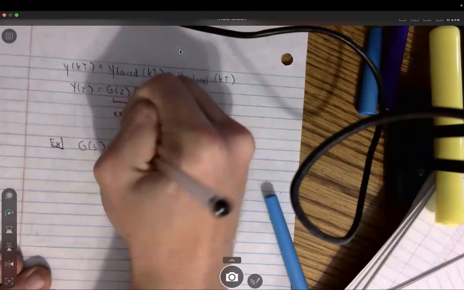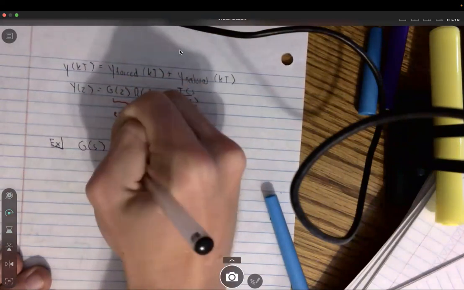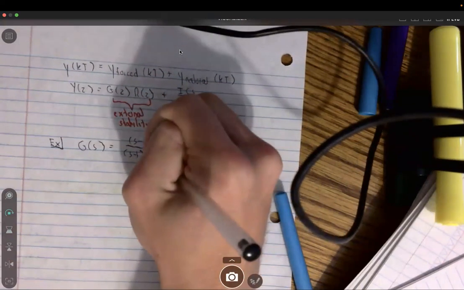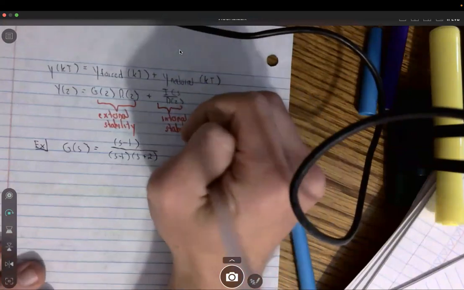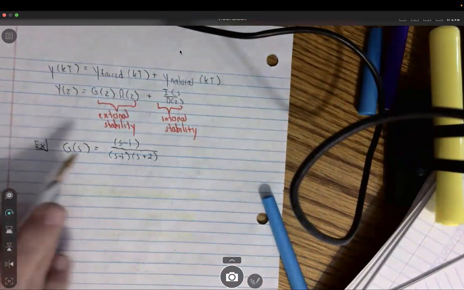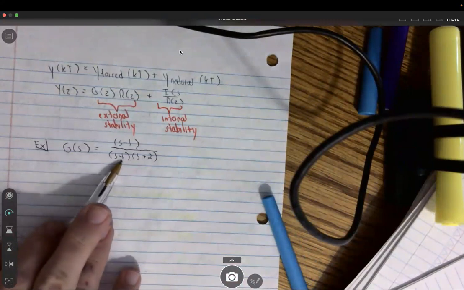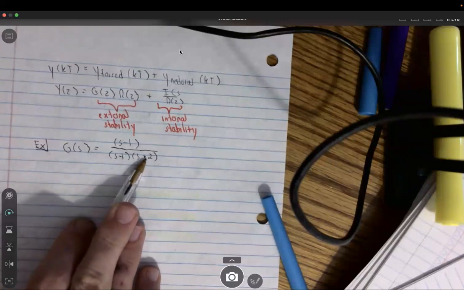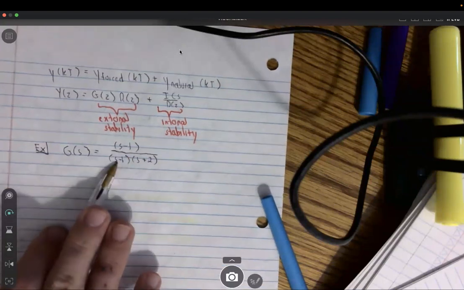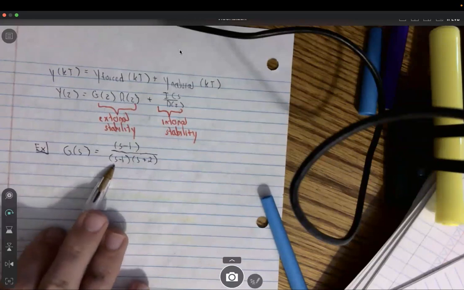G of S is equal to S minus 1 all over S minus 1 times S plus 2. Okay. Is this internally stable or externally stable? So what we have to look at is we notice that we have two poles here. We have a pole at +1 and a pole at -2. And so then what we're going to see within our design is these two cancel with each other. So it's a pole zero cancellation because it's right on top.